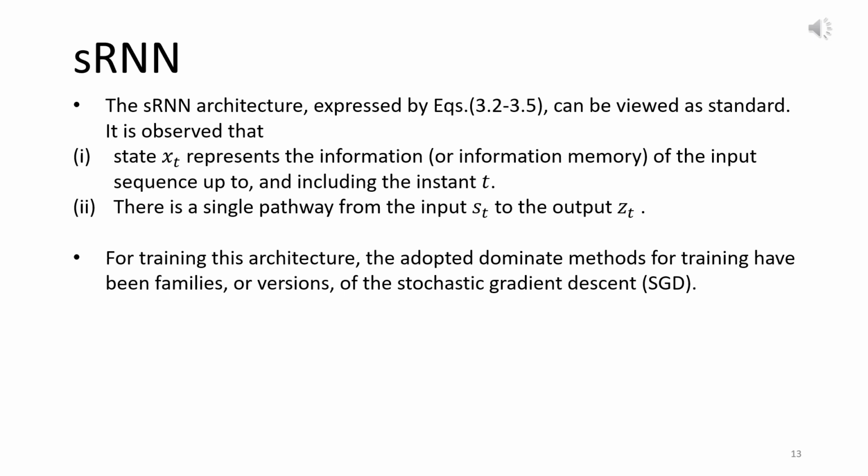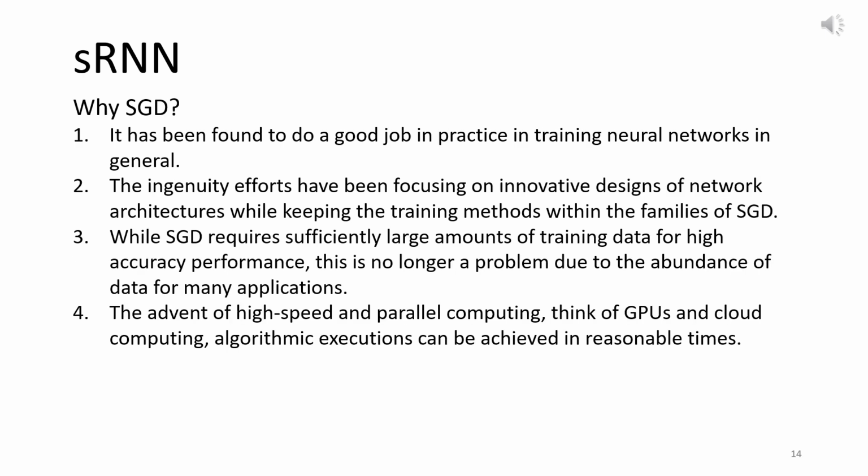neural network. In this SRNN, we can observe that first, state x_t represents the information of the input sequence up to, and including, the instant t. Second, there is a single pathway from the input S_t to the output Z_t. For training this architecture, stochastic gradient descent is the most common approach. Why do we commonly use stochastic gradient descent to train the network?